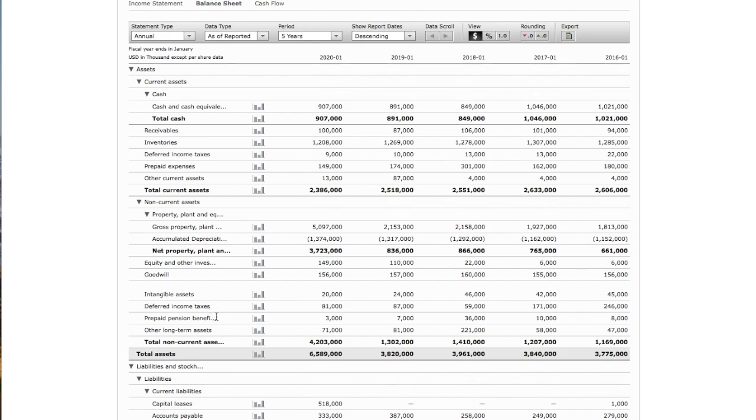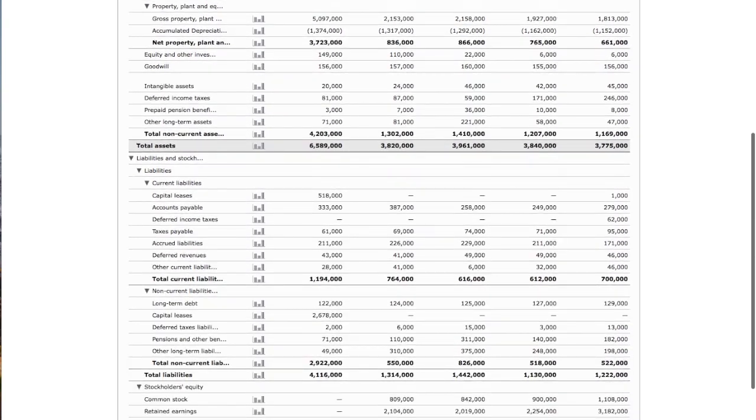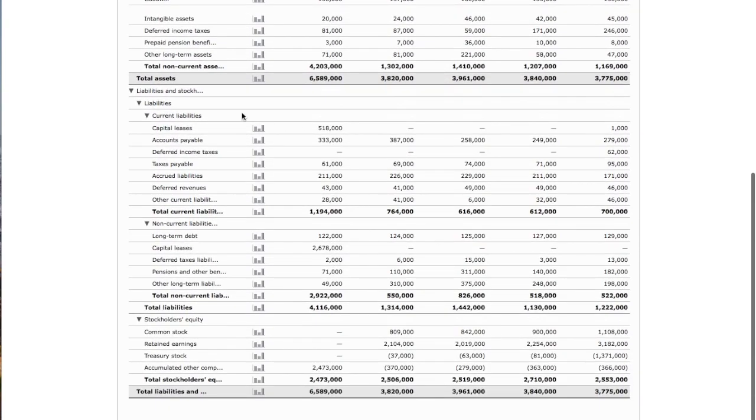Under that are just other assets that are owed to Foot Locker in the future, such as prepaid pension benefits and more deferred income benefits. In total, Foot Locker has roughly $6.6 billion worth of total assets, meaning around 40% of the company's assets are current assets. Now, let's move on to the liabilities section of the balance sheet, which represents all of the money Foot Locker owes to others.